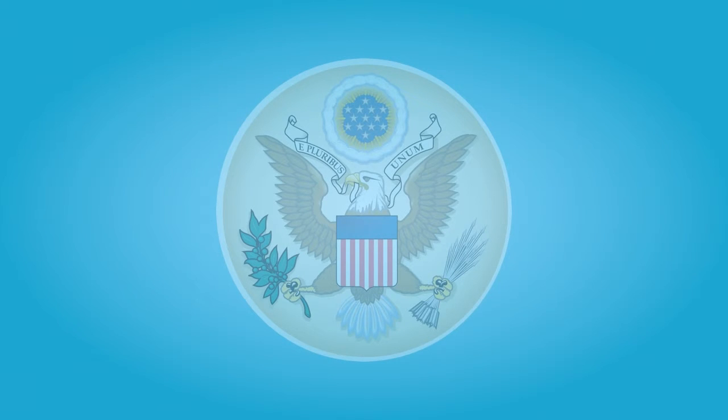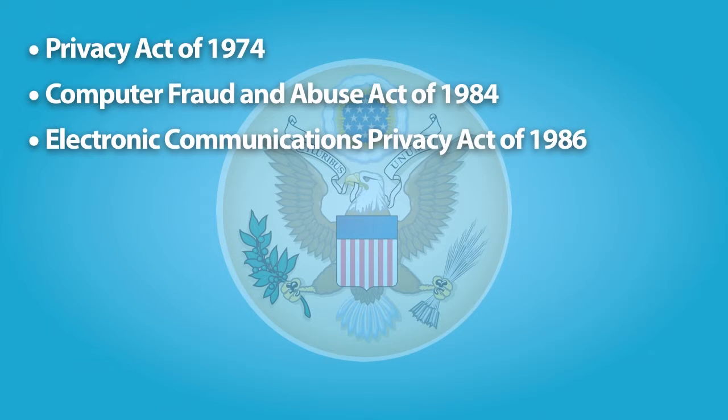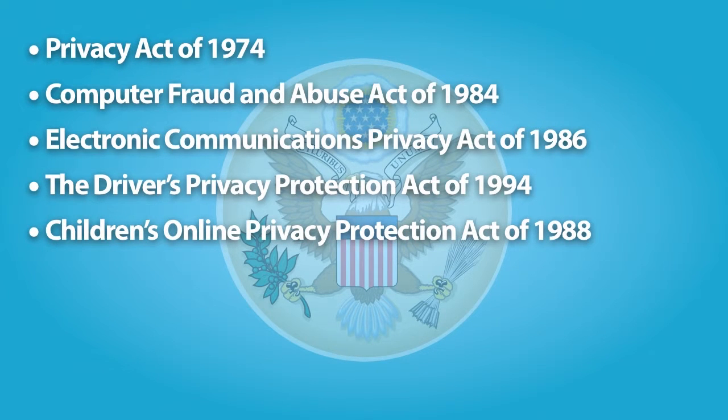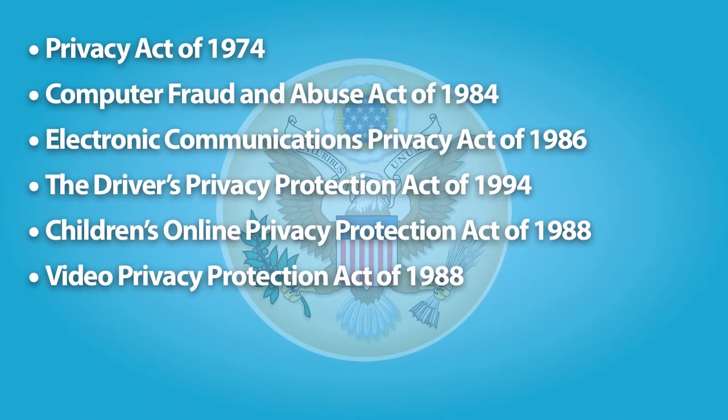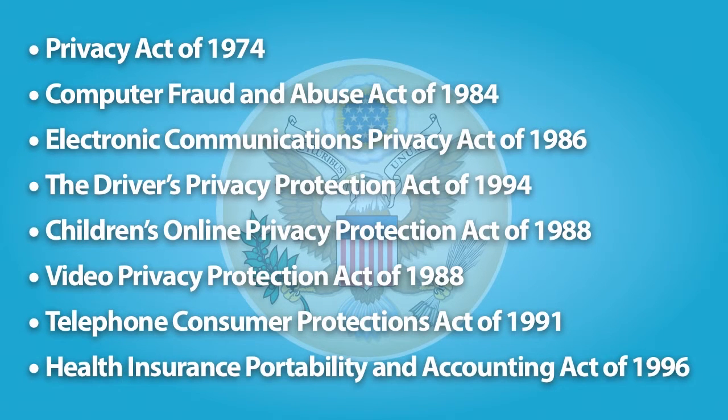Over the years, Congress has enacted dozens of laws specifically addressing privacy issues. Some of the more important laws include the Privacy Act of 1974, the Computer Fraud and Abuse Act of 1984, the Electronic Communications Privacy Act of 1986, the Driver's Privacy Protection Act of 1994, the Children's Online Privacy Protection Act of 1998, the Video Privacy Protection Act of 1988, the Telephone Consumer Protection Act of 1991, and the Health Insurance Portability and Accountability Act of 1996.